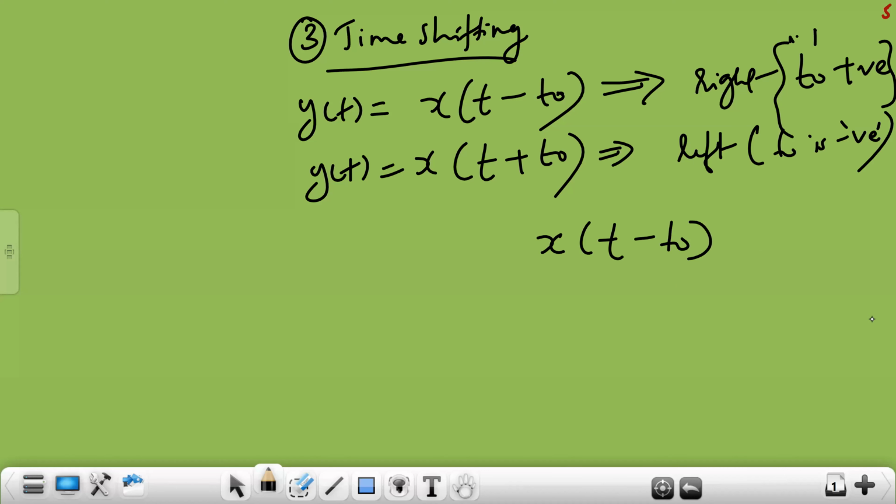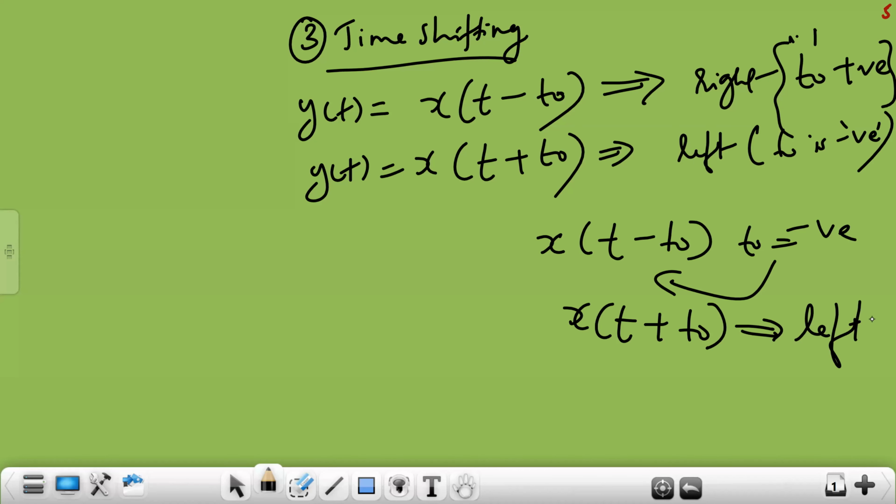Basically, any shifted signal can be represented as y of t equals x of t minus t naught. The sign of t0 determines to which side the signal shifts. If t0 is positive, the signal will shift towards the right, and if t0 is negative, it becomes minus of minus, that is, x of t plus t0. That means it will shift towards the left side of the x-axis.